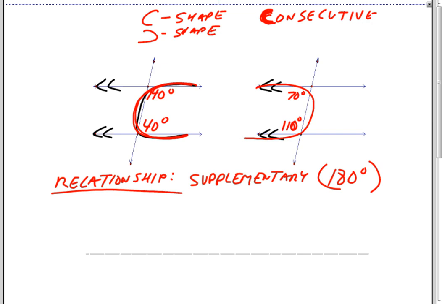Put a big C there. Where are these angles? Interior or exterior? Interior. They're between the parallel lines. So we call these consecutive interior angles. Their relationship is always supplementary.